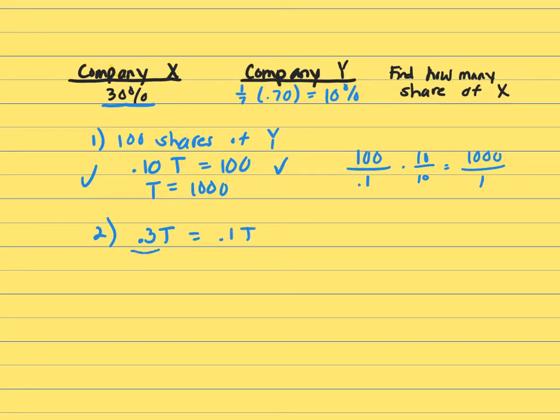And if I want to make this equation equal, this side has 200 more on it, so I would just add 200. So you've got an equation, you could solve it for T, you get that value for T, and then you multiply it by 30%, and you got the total number of shares for company X. So both clues work independently. Your answer is D.